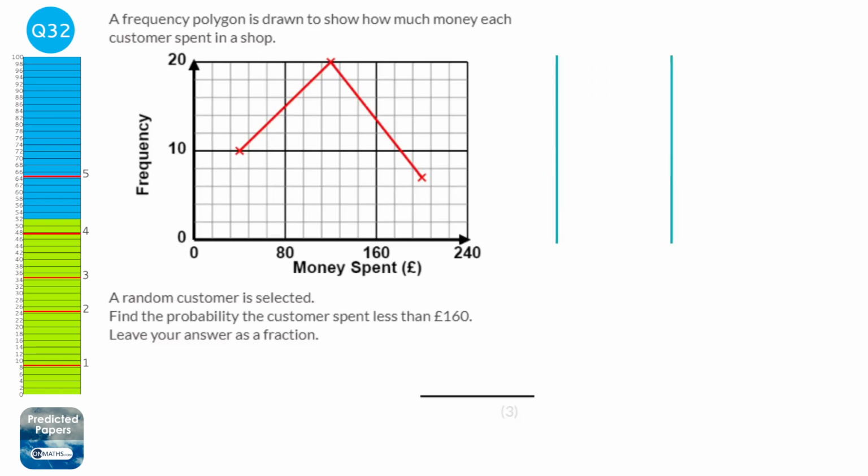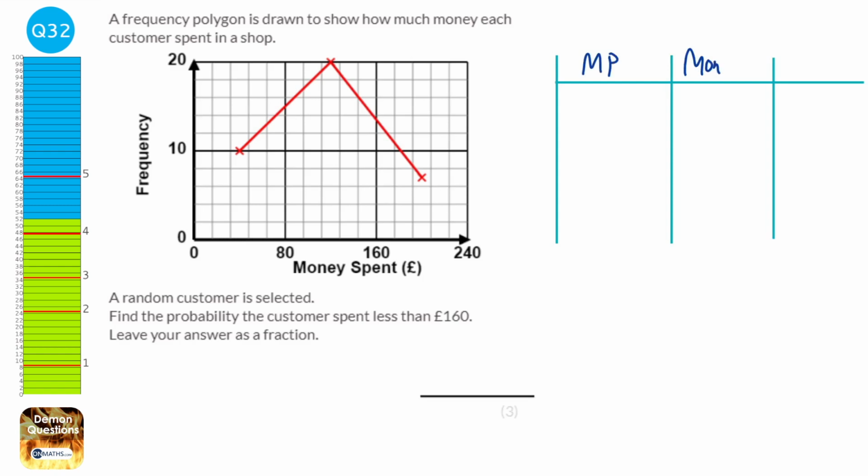So for this frequency polygon, what we've got to do is work backwards to work out what the table was that created it. So we're going to just draw a starting of a table, and we're going to have our midpoint first, then our money spent intervals, and then our frequency. So the first midpoint is at 40, and we can see that that was in this group here. So that is 0, and I'm just going to use m for money, 0 to 80, and the frequency is how high it is, which is 10.